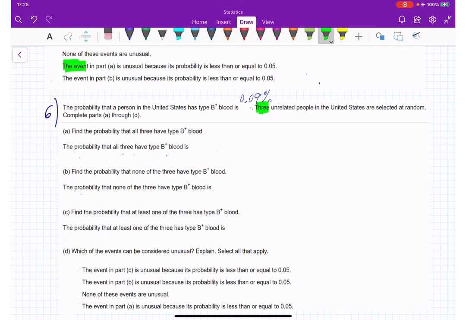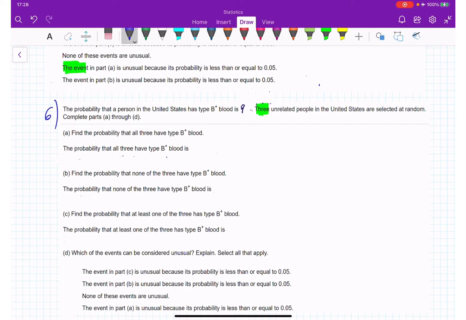Okay, here, I messed up. It's supposed to be 9%. Hold on, let me write it down. It's supposed to be 9%. Okay. Therefore, find the probability that all three people, meaning the first and second and third, have type B blood, which means for each one of them it's going to be a 9% chance, right? So what we're going to do is 0.09 times 0.09 times 0.09.